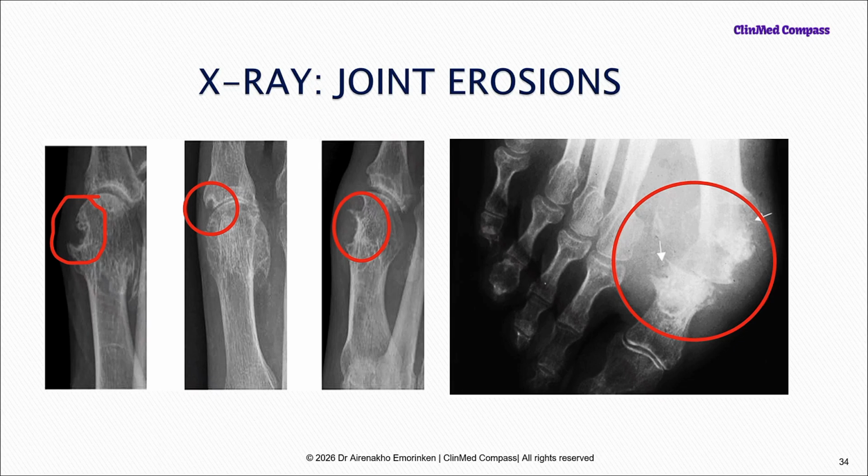This X-ray shows classic punched-out erosions with overhanging edges, sometimes described as the rat bite sign. These are characteristics of chronic gout and reflect long-standing crystal-induced bone damage, as indicated in the red circle and the arrows.